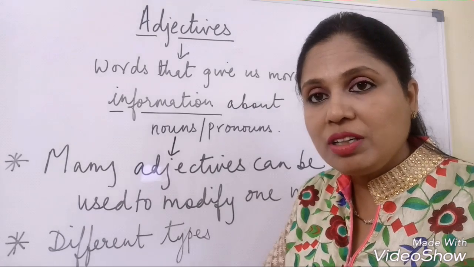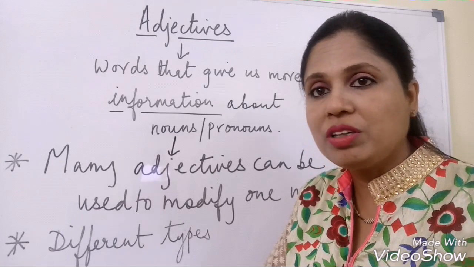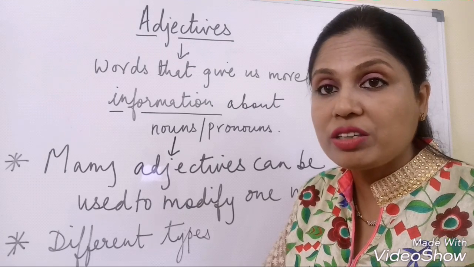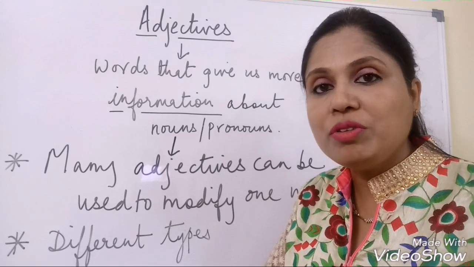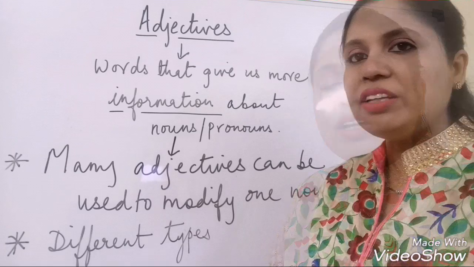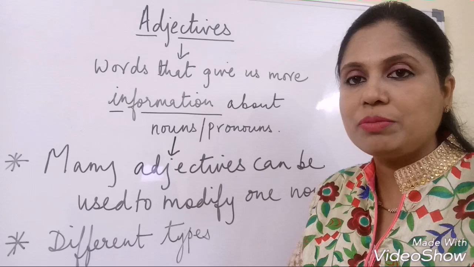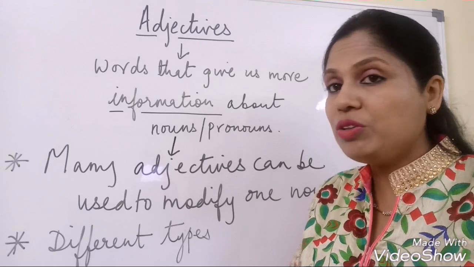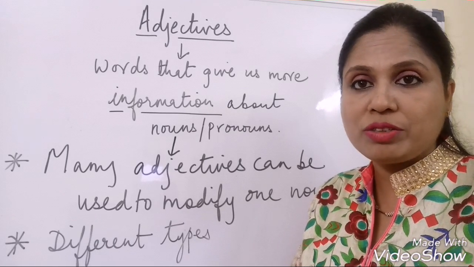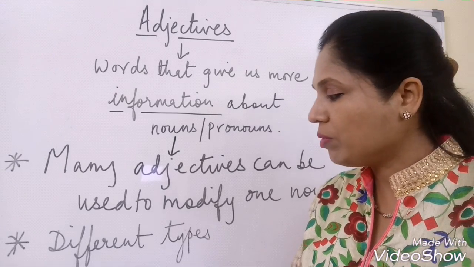Hannah is pretty, cute and hardworking. So I can make use of three adjectives also. I can make use of a number of adjectives also. Let's look at this one. The house is old, dilapidated, dismal and gloomy. So I've made use of four adjectives to modify the same noun.